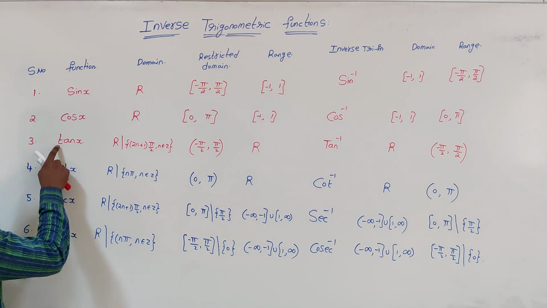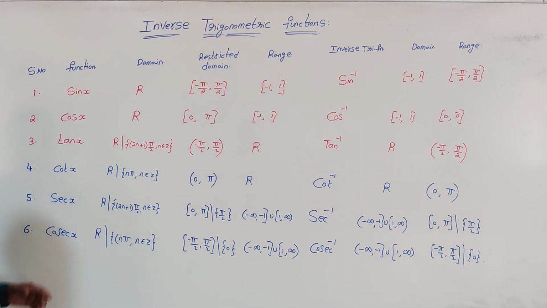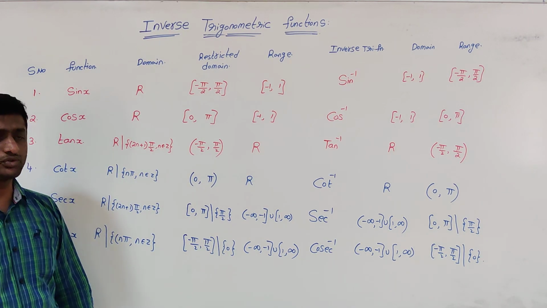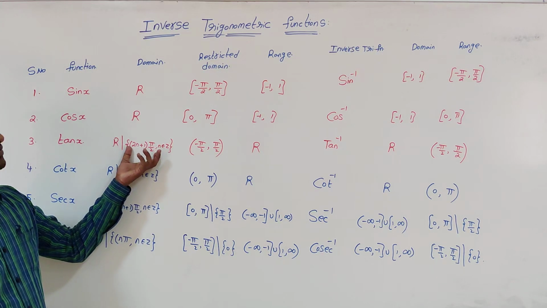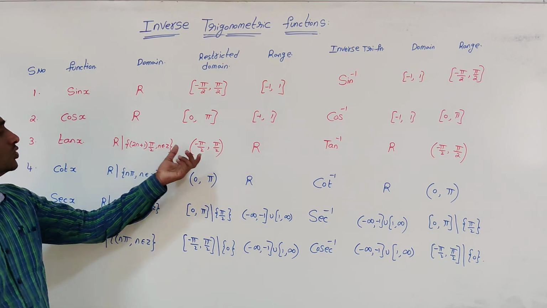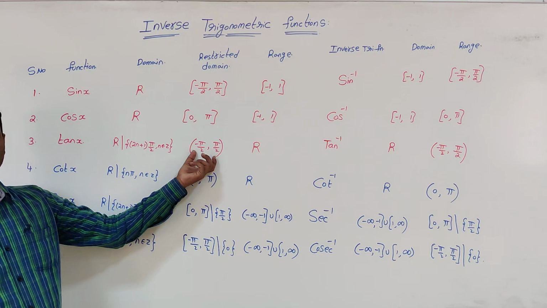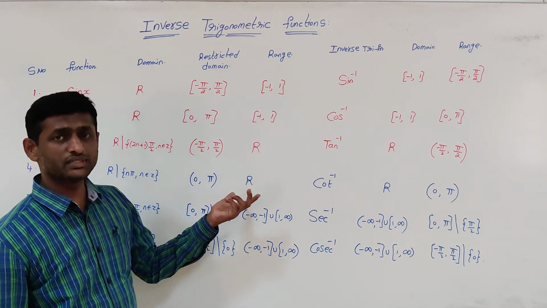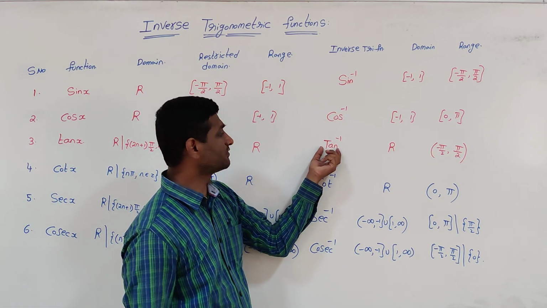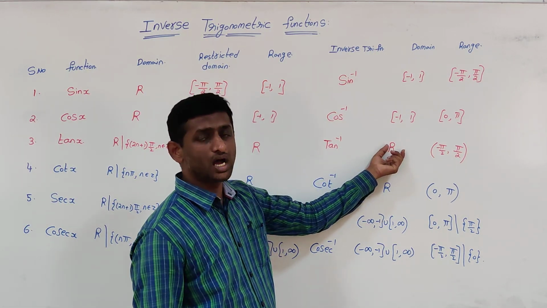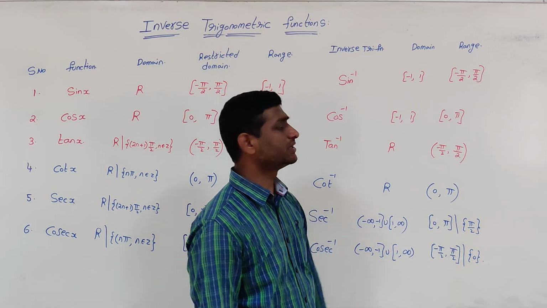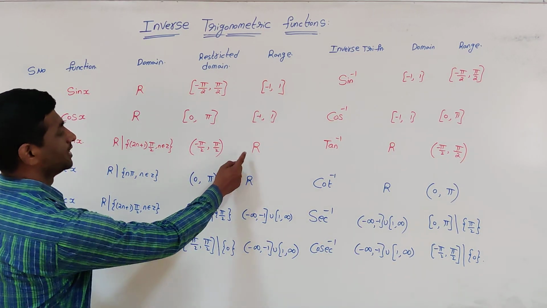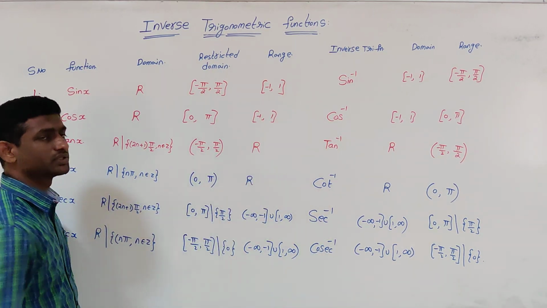Next, for tan x, the original domain is all real numbers except odd multiples of π/2, and if you restrict the domain from the entire domain to the open interval -π/2 to π/2, and the range is R, then the inverse function exists. That is, tan inverse is a function whose domain is R and range is the open interval -π/2 to π/2. It is the reverse of that function.